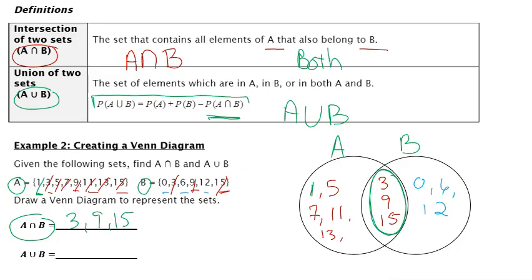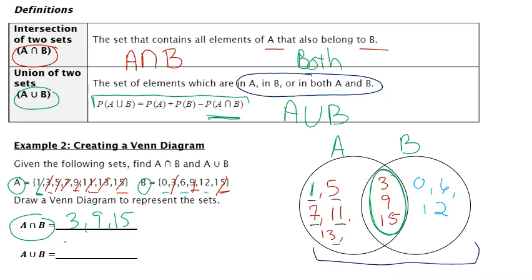For the union, it's a little different. Again, it can fall in A, B, or both. So the key here is we're really picking anything that falls within these 2 circles, but we're not going to count anything more than once. So, for example, I see I have 1, 5, 7, 11, and 13. So maybe I'd list those.